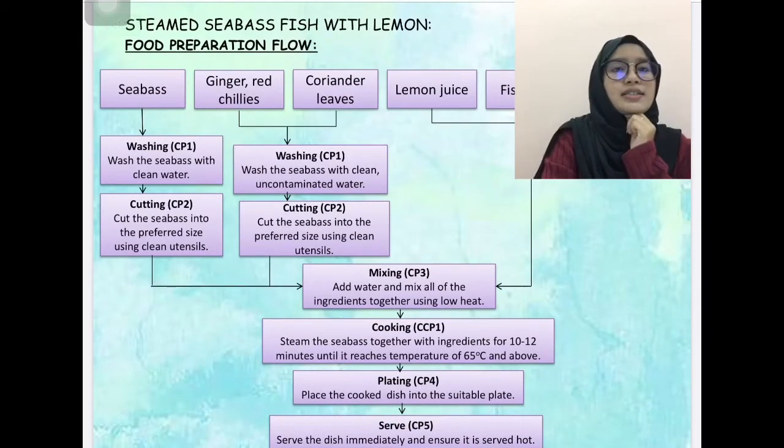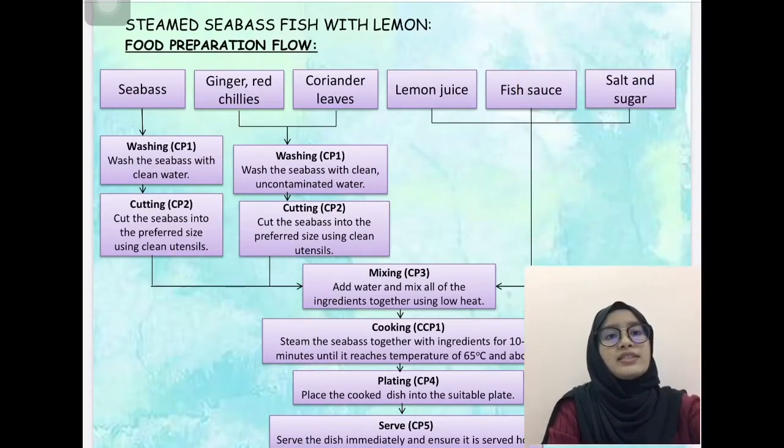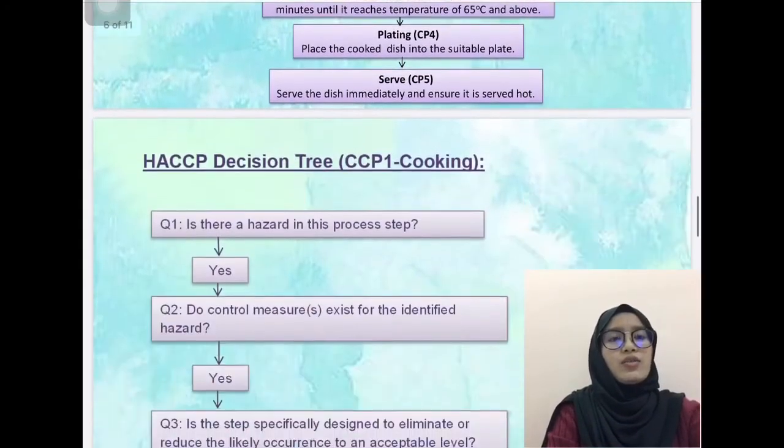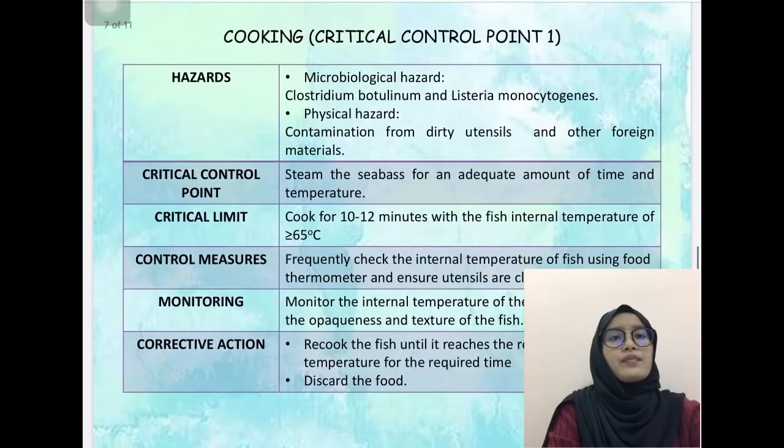Now, this is the steamed sea bass fish with lemon, the food preparation flow. As we can see, the cooking is the only CCP as well. And from the HACCP decision tree, we can determine that cooking is the critical control point. The hazard that might present is microbiological hazard, in which Clostridium botulinum and Listeria monocytogenes can present in raw or undercooked fish, and also physical hazard.